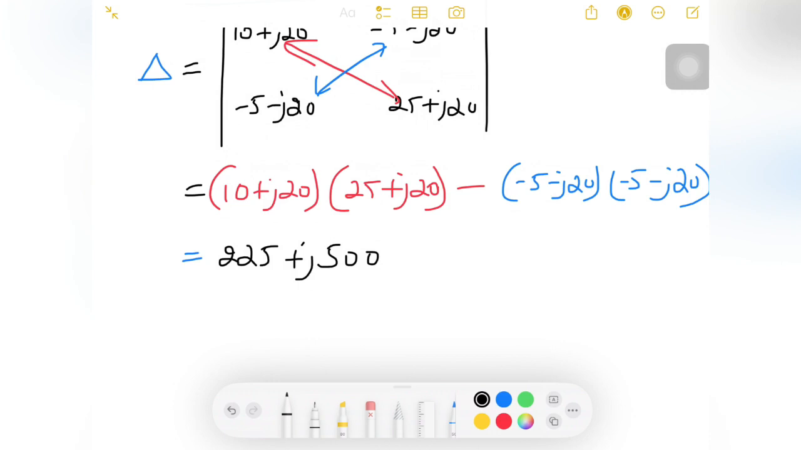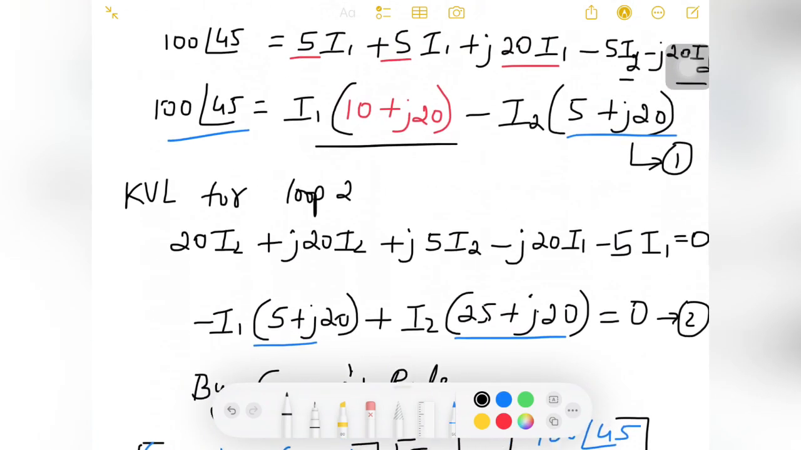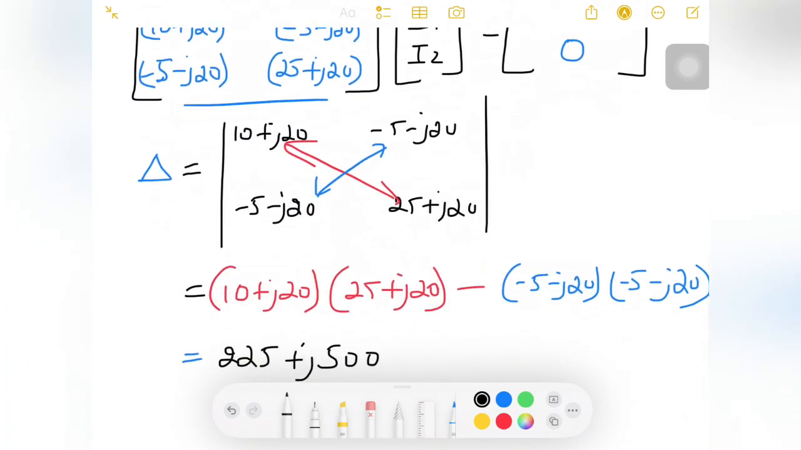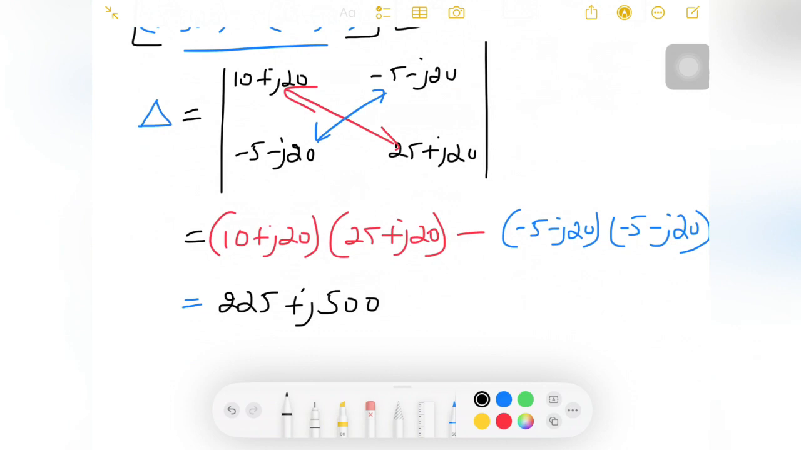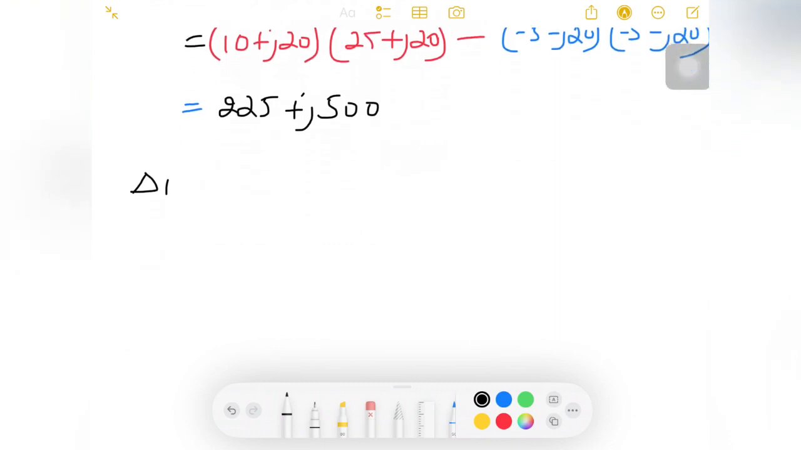Now I want to find the current in the branch or voltage in the branch, that is VB. As per the question, we need to find the voltage VBE. For that, both currents are acting, I1 and I2. Hence I need to find both currents I1 and I2. If you want to determine current I1, I will take delta 1. If you want to find current I2, I will take delta 2.